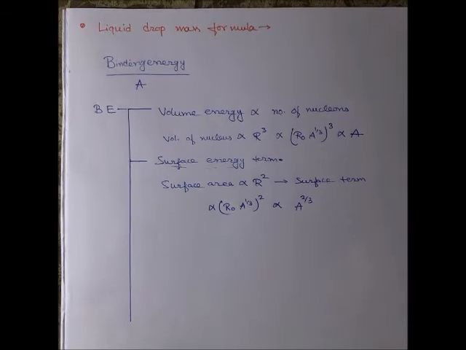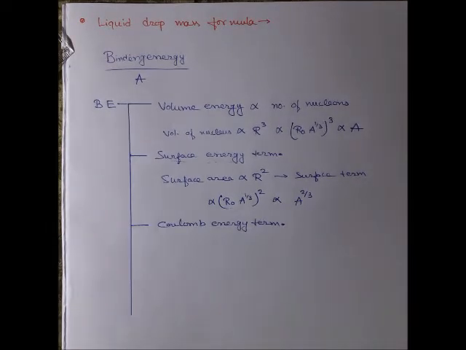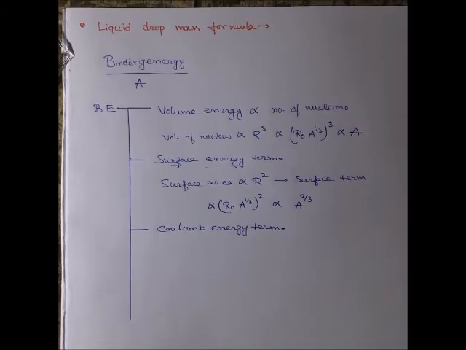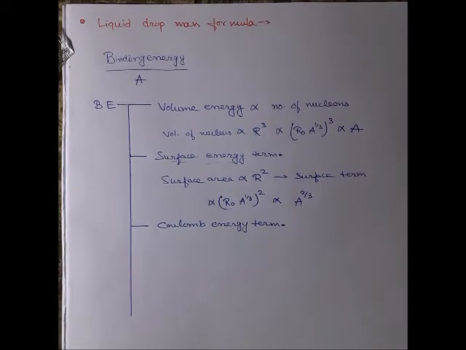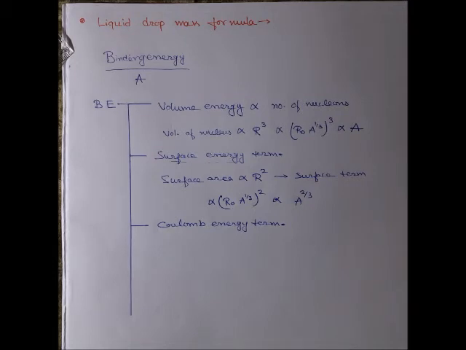The third one being the Coulomb energy term. The electric repulsion force between the protons in a nucleus tends to reduce the binding energy. To overcome this repulsion, we require additional neutrons so that the nuclear force tends to balance out the repulsive force, and this effect accounts for lower stability in heavier nuclei, those with atomic number more than 80.